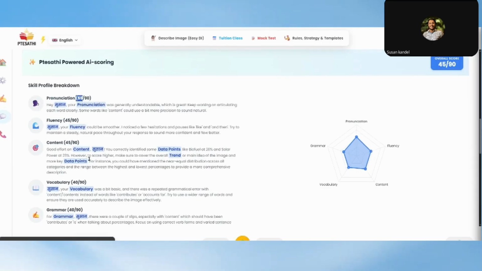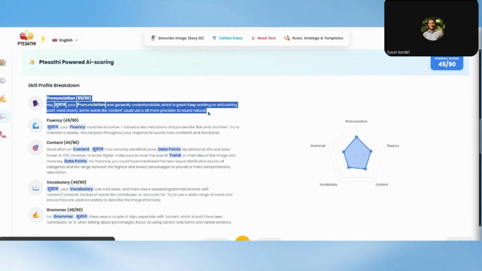I just got 55, and the reason it says generally understandable, which is great. Keep working on articulating each word clearly. Some words like content could use a bit more precision to sound natural. As Jit said, what are the things that we need to focus on? It actually helps you to point out what your actual weakness was.